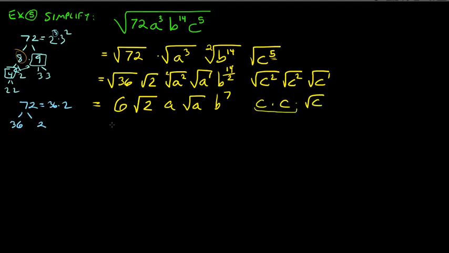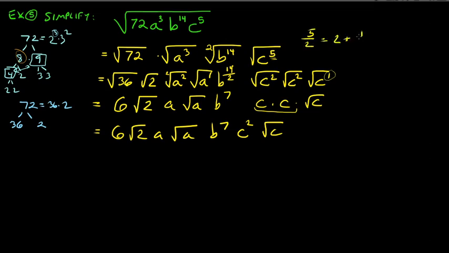And c times c is c squared. So I need another row here. I'm going to leave everything the same so far. But now c times c is c to the 2, and then the square root of c left over. So you can think about this 1 as the remainder, right? Remember, the other way to do this, 5 divided by 2, is 2 plus 1 over 2. The 1 is this number, that's the remainder. The 2 here, the quotient, is this number here. That's the exponent on the outside. Got it? So that's the quick way of doing it.